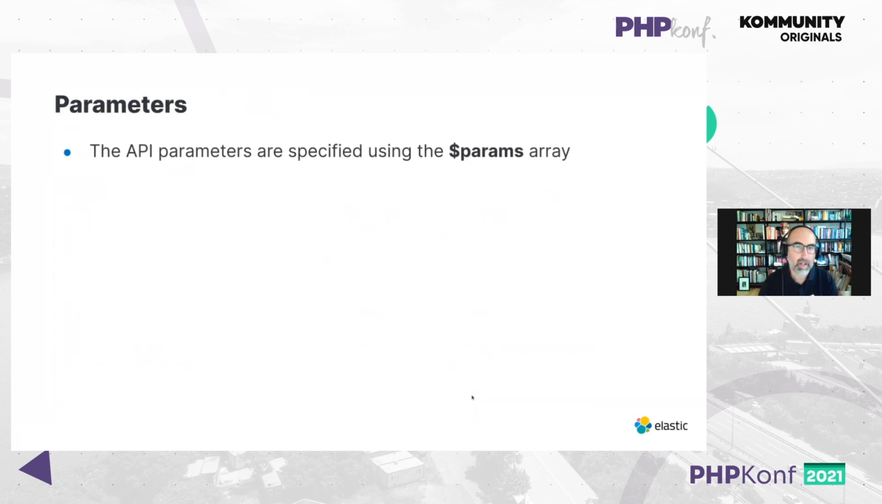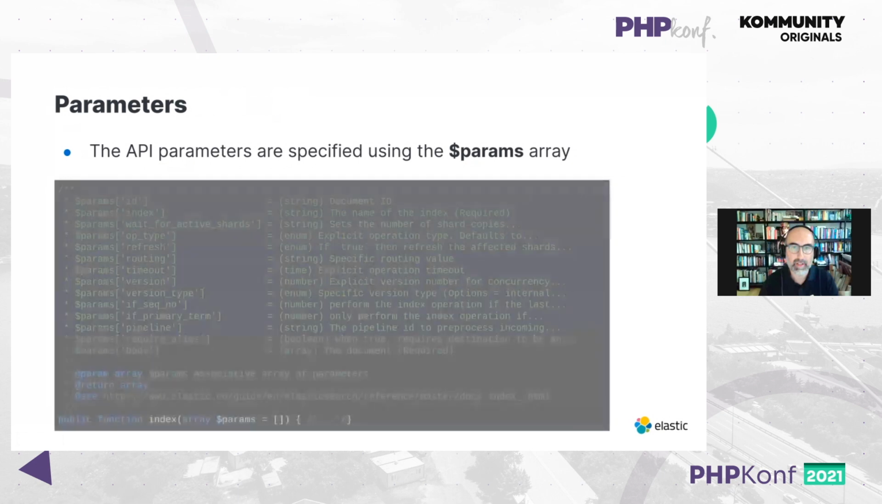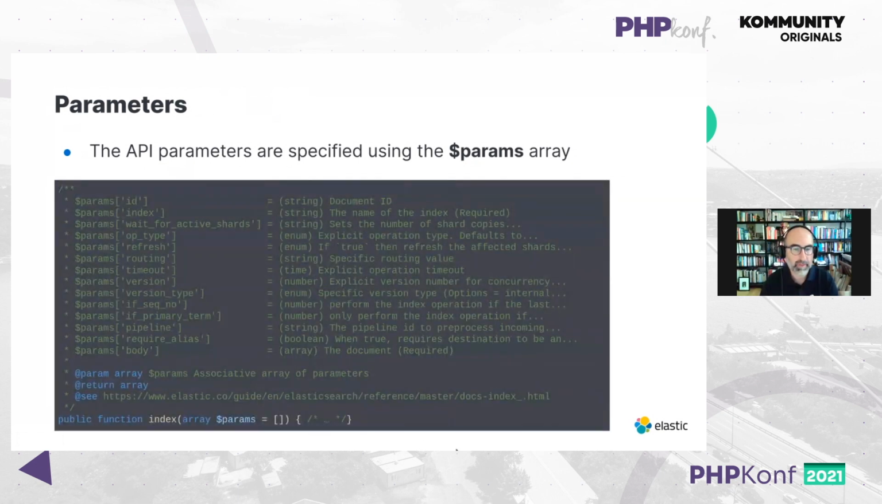As I mentioned, all the APIs are a function, and they have a $params array. So each function has this associative array that contains all the parameters to perform the action. And this is just a screenshot of the source code. If you open the source code of the library, you will see that all the endpoints are documented using this verbose PHPDoc that gives you all the possible information, so all the possible keys inside the associative array. For instance, the ID, the index, the type.